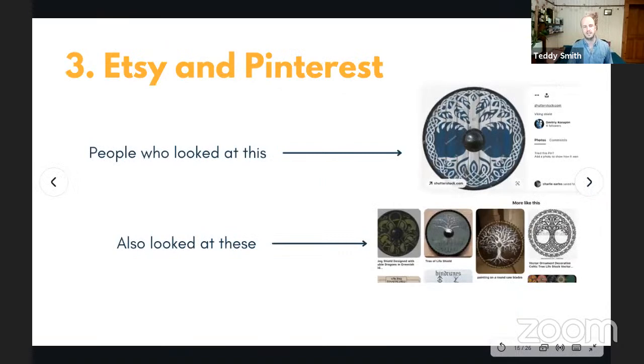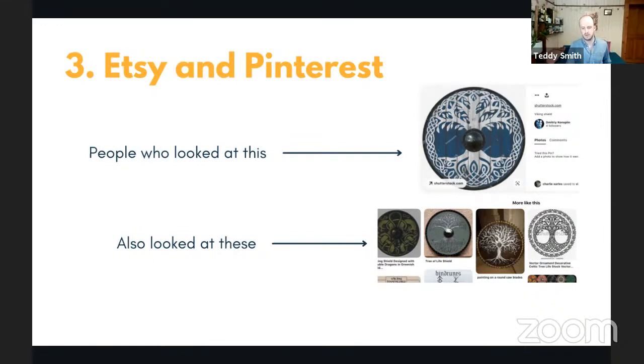Now, the third one is Etsy and Pinterest. These two are probably my favorite product hunting grounds out of all of them. My brother is a shield maker and he sells them on Etsy. None of these are his shields, but I thought I'd use him as an example today because it was a bit of a weird product that people might not have thought to put on. But first up here, we've got Pinterest.